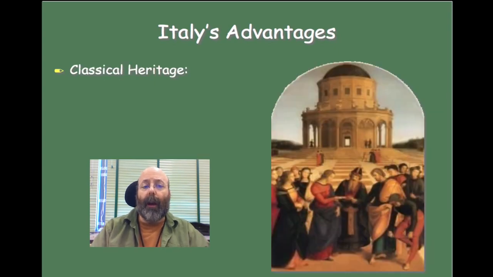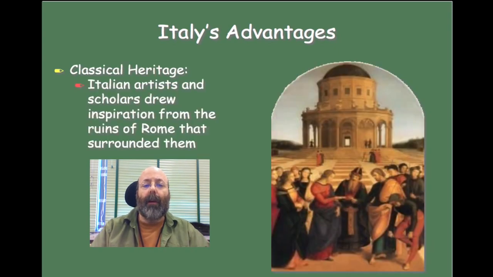Okay, Italy also had a classical heritage. What that means is that Italian artists and scholars would draw inspiration from the ruins of Rome that surrounded them. That's because Rome, in particular, had lots of buildings that had been left over from ancient Rome. And even though it had been almost 1,000 years since anybody had understood what ancient Rome was really all about, the people living there had these constant reminders that ancient Rome was a great place. Its architecture and art was everywhere to be seen.